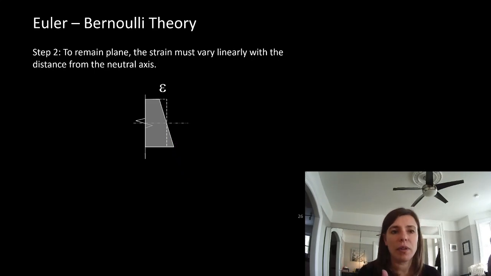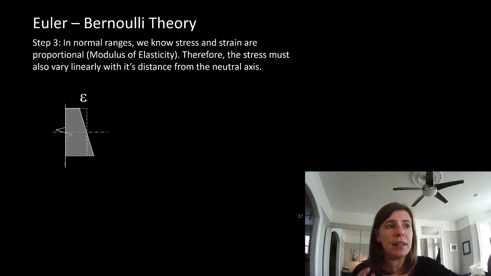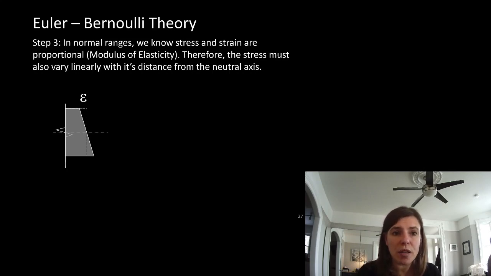And what's the relationship between stress and strain? Stress and strain also have a linear relationship. So in normal ranges of materials, we know stress and strain are proportional. That means they have a linear relationship using that modulus of elasticity. Therefore, if the strain is linear, the stress must also be varying linearly with its distance from the neutral axis.